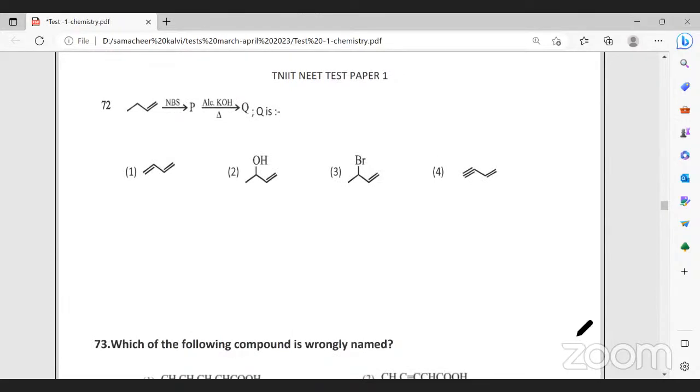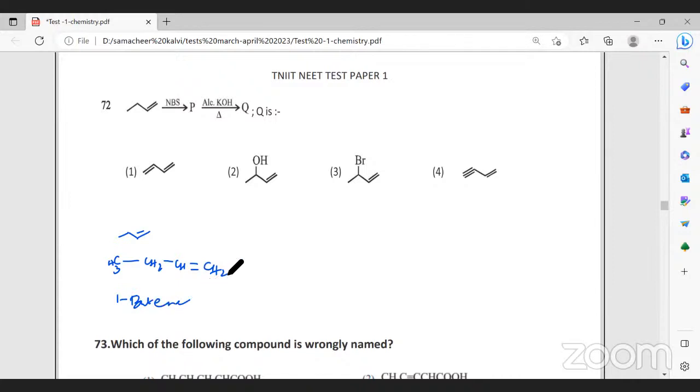Now, what's the name of this molecule? What do you mean by it? It's a bond line formula. Here you'll have CH3. This is CH3. This is CH2. And this is CH. And this is a double bond CH2. This is 1-butene. The name of the molecule is 1-butene.